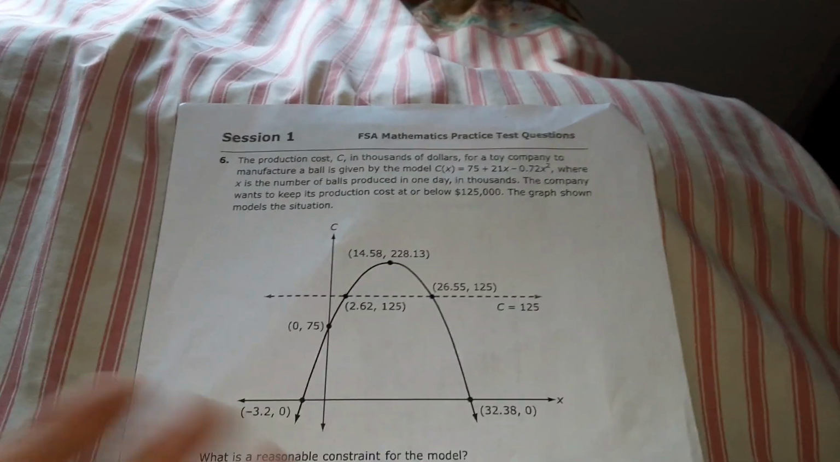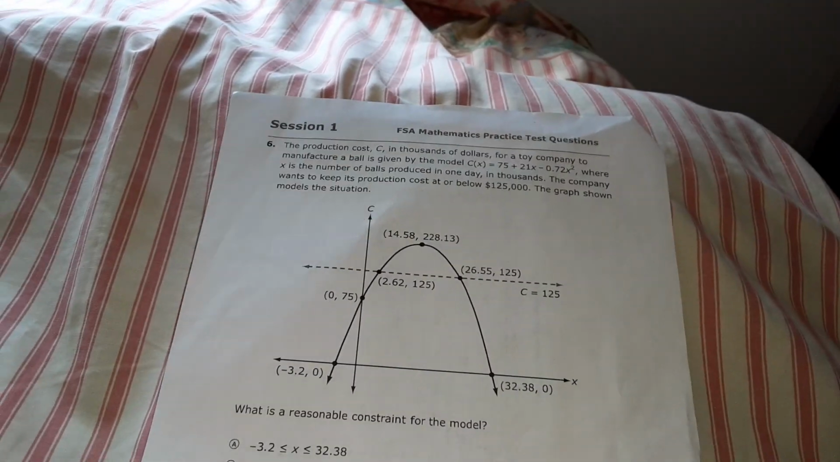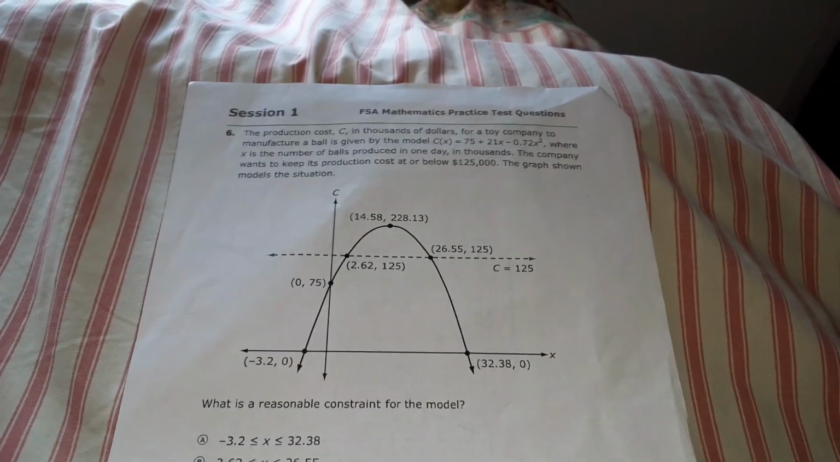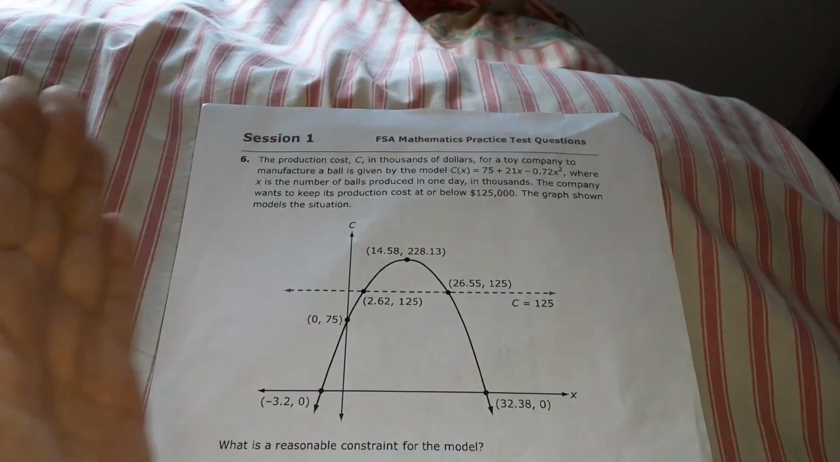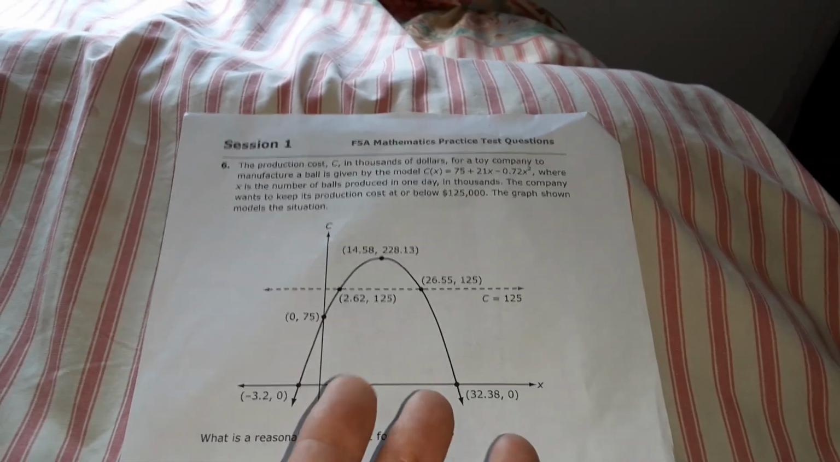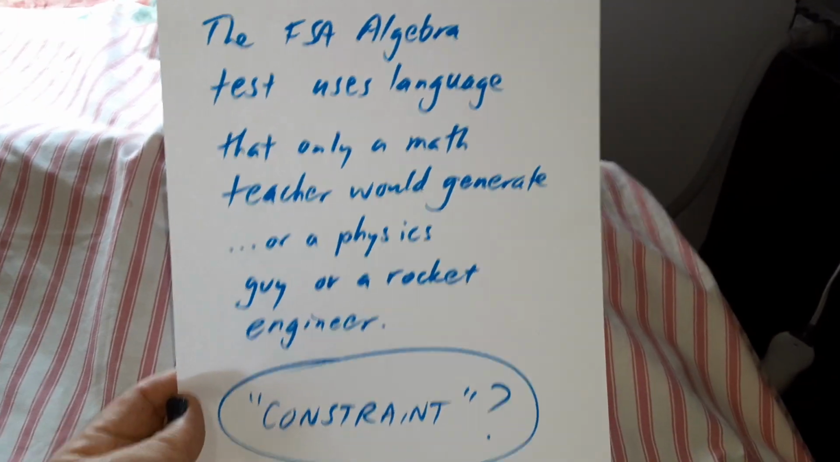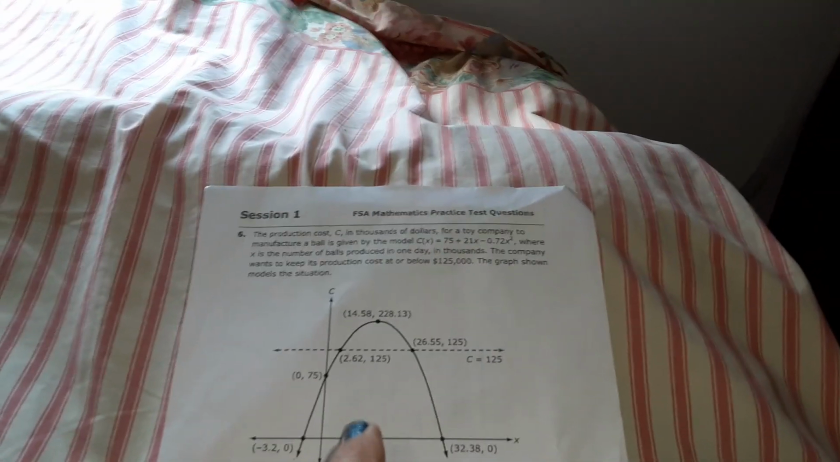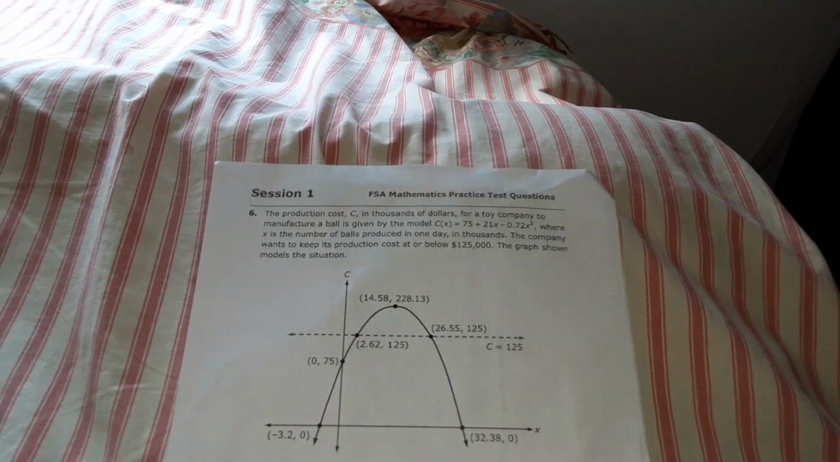They're wanting us to analyze this, I guess. So they're wanting us to come up with some constraint. What's a constraint for the model? Well, you can't have negatives. I guess that's one constraint. And you can't have more than here because you can't have a negative cost, I suppose. But why put students through this? Why not just say, what is the boundary of this graph if you only have physical elements? You can't have a negative element, and you can't have a negative cost.